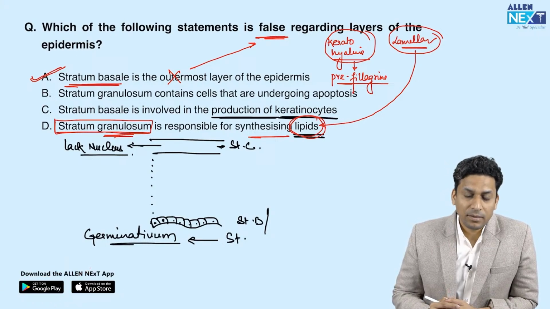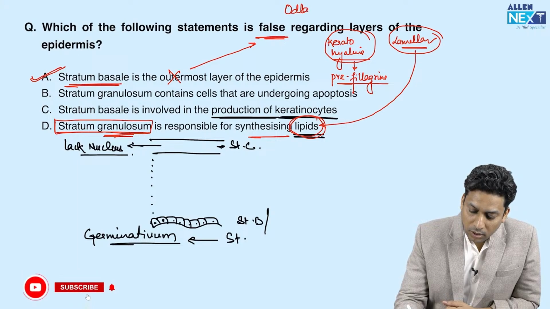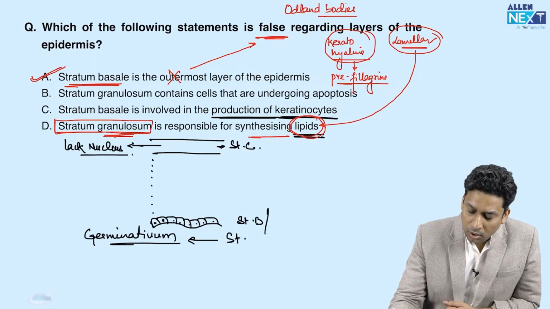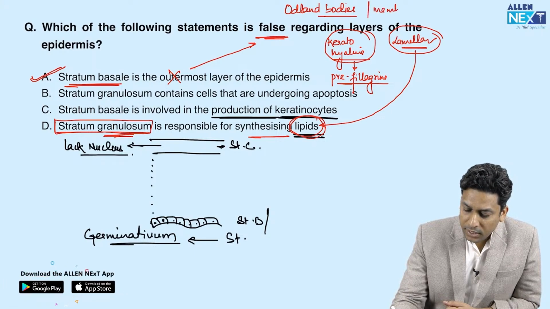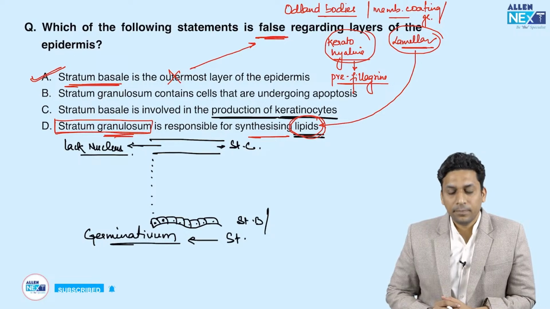Remember other names of lamellar granules. Lamellar granules are also known as Odland bodies or membrane coating granules or lamellar granules. Okay.